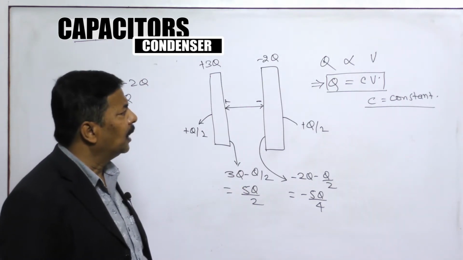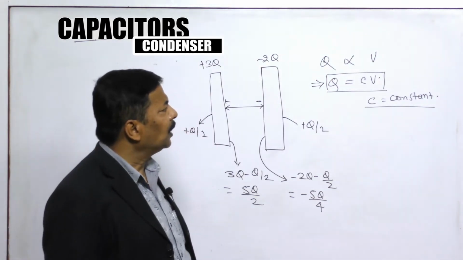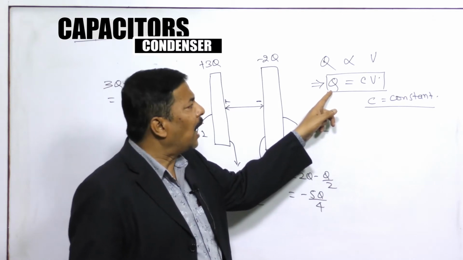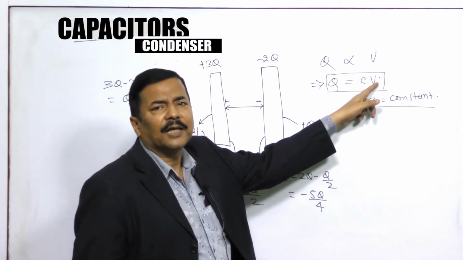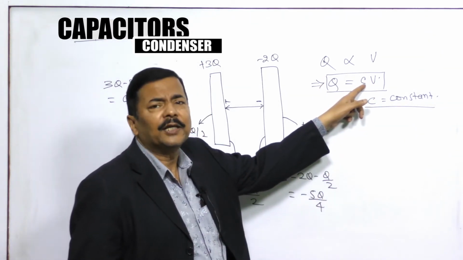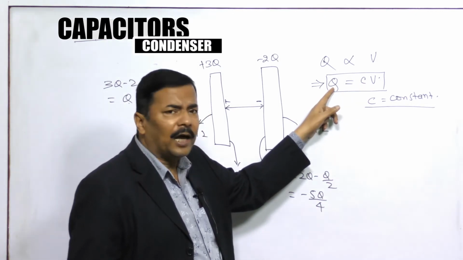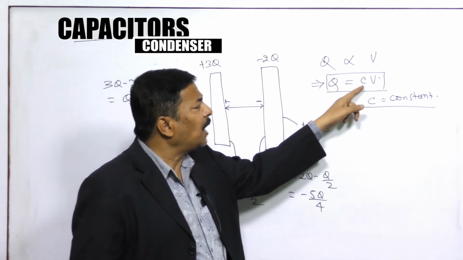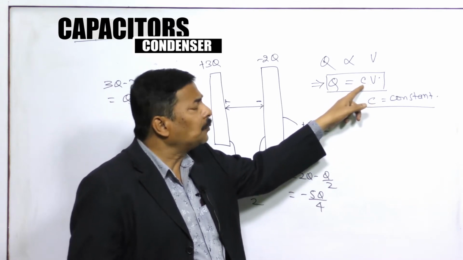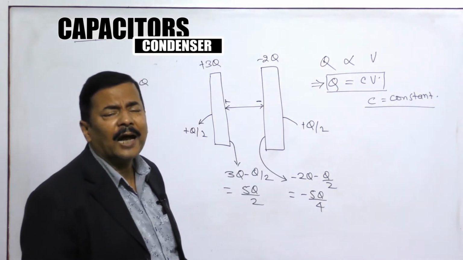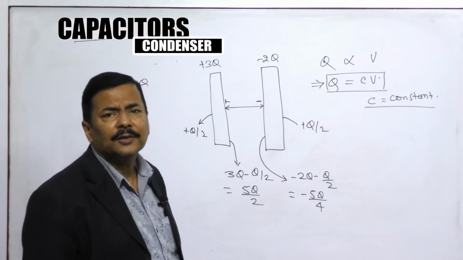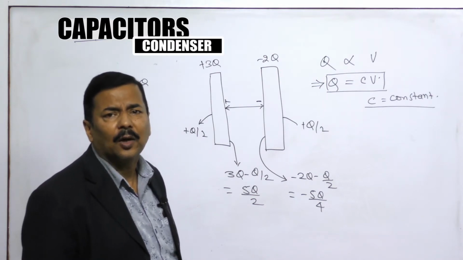Suppose in an arrangement a very small amount of Q has been given and a very large potential difference has been created. Under this situation, the value of C is very small. For a small value of Q, a very large potential difference has been created, so this value is very small, and that arrangement is not useful for making a capacitor. That arrangement is useless.